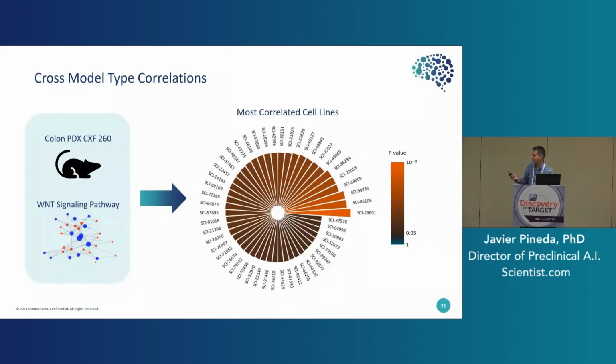So in this case, we can take a colon PDX model, and if we know that our drug candidate's MOA implicates a certain pathway, like the Wnt signaling pathway, we can take that gene set and conduct pairwise correlations throughout our database to find the most correlated cell lines or other type of model, depending on what you want to work with. And then we can go ahead and request those and work on them in the meantime.